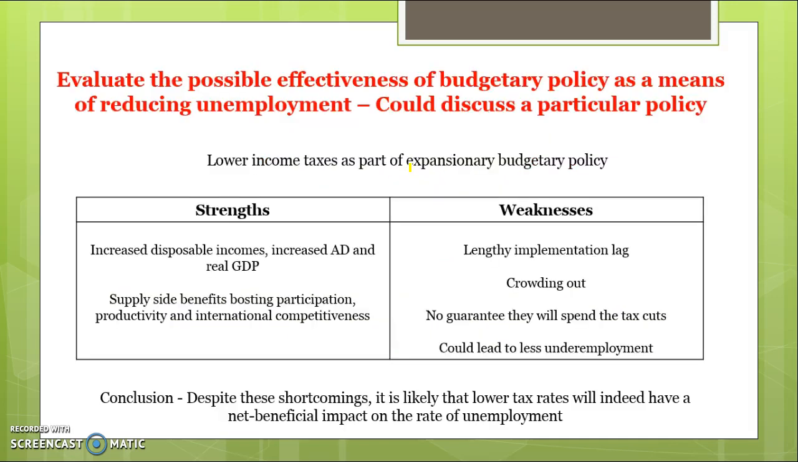I'll come back to it. You also need to be able to evaluate the effectiveness of budgetary policy as a means of reducing unemployment. So if you got asked this question, evaluate the possible effectiveness of budgetary policy to reduce unemployment. When you're evaluating something, what you're doing is evaluating the strengths and weaknesses and coming up with a conclusion. So you want to talk about the strengths and weaknesses of budgetary policy, and then have an overall conclusion.